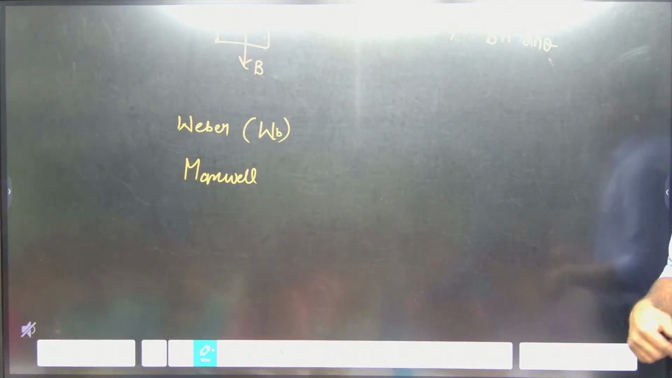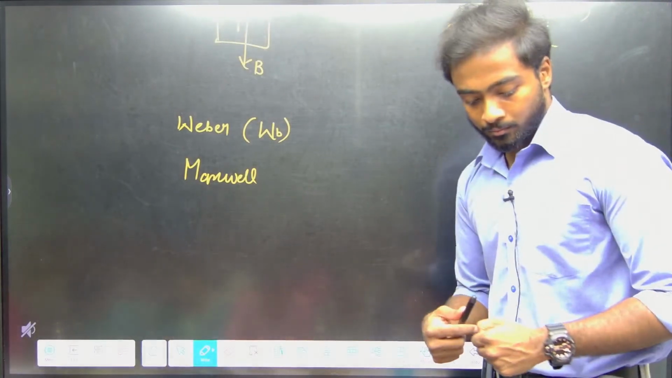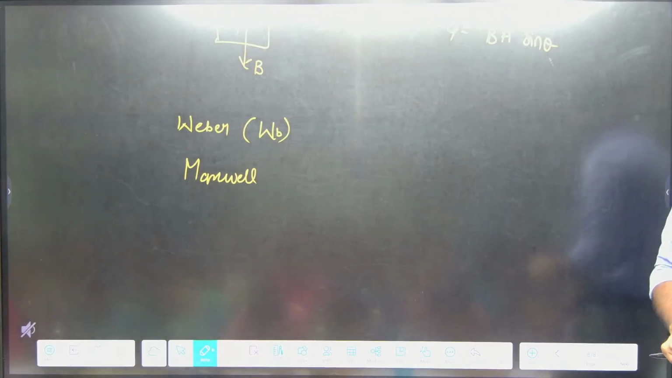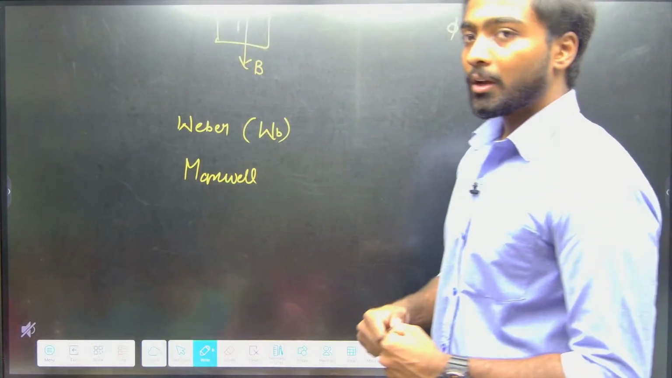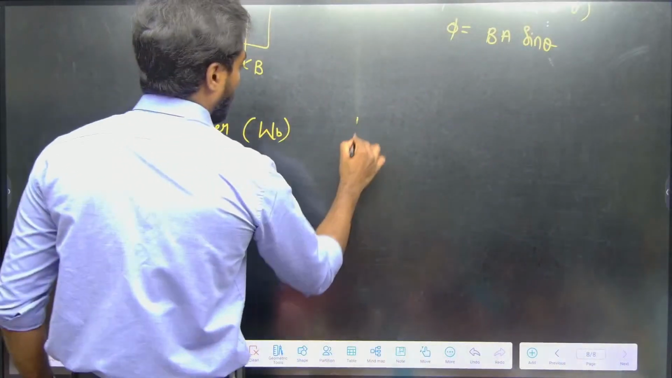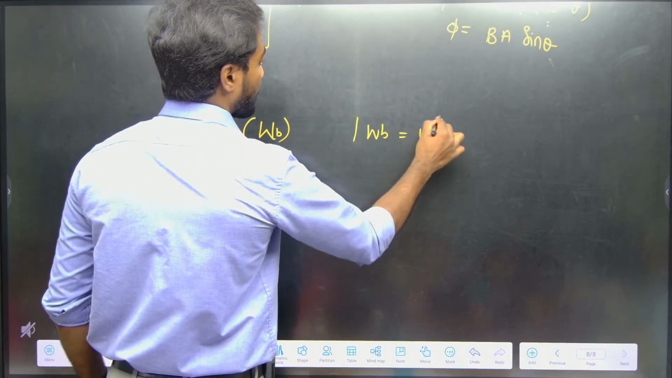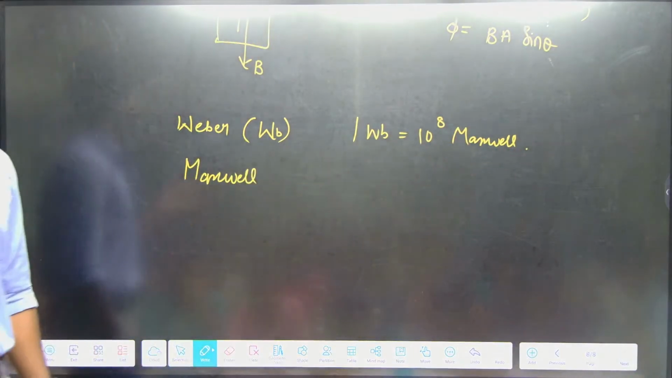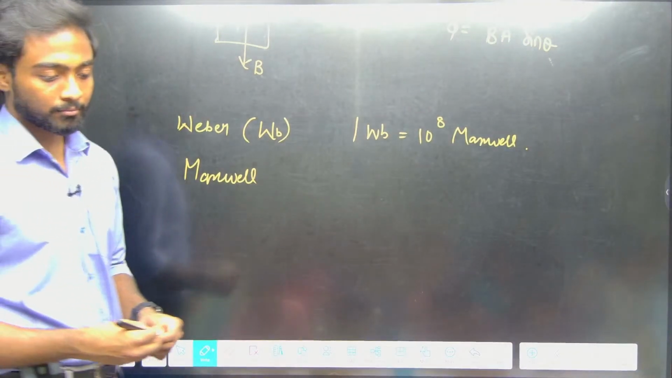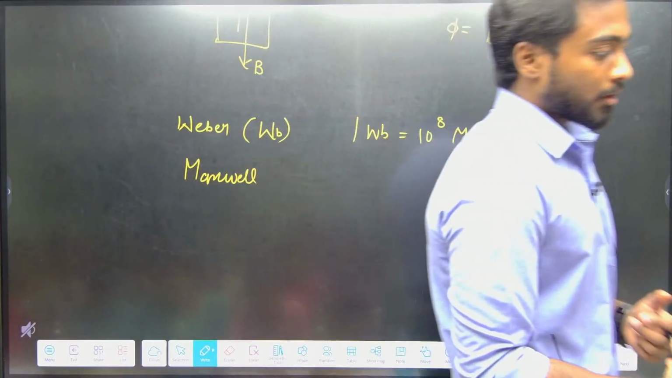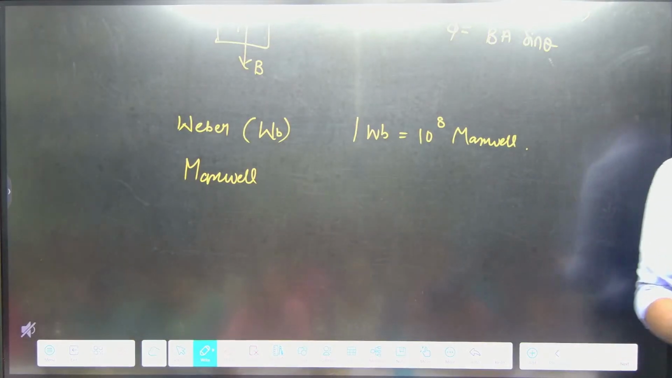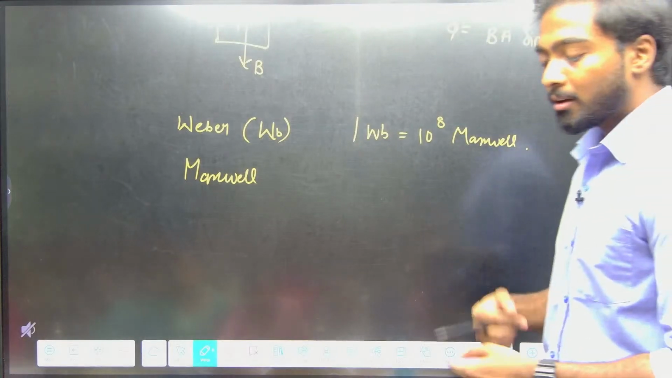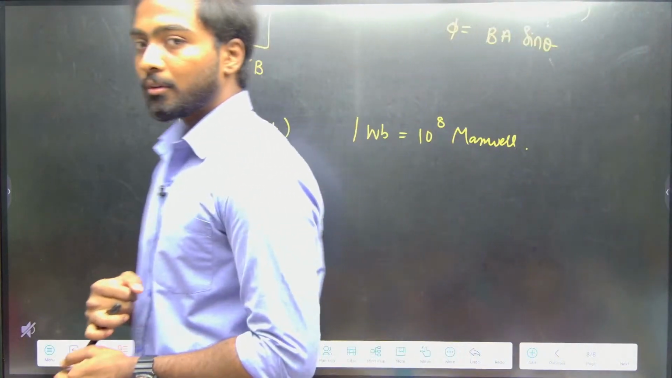Right, on the next point, 1 Weber is equal to 10 power 8 Maxwell. Then 1 Maxwell will be equal to 10 power minus 8 Weber. So any doubt in the first topic, magnetic flux? Right, on the next topic, Faraday's law.